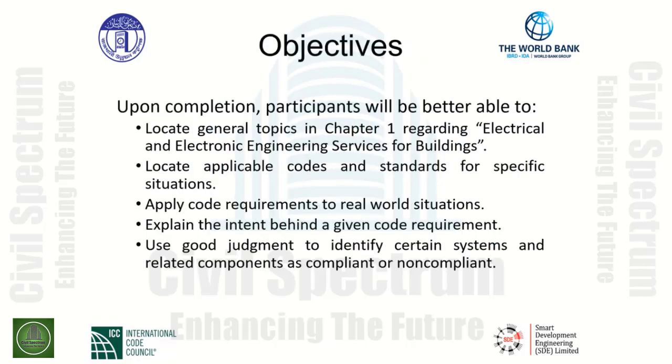Upon completion of this course, the main objective here is for participants to be better able to locate general topics within Chapter 1 regarding electrical and electronic engineering services for buildings, locate applicable codes and standards for specific situations, apply code requirements to real-world situations, explain the intent behind a given code requirement, and finally, to use good judgment to identify certain systems and related components as compliant or non-compliant.